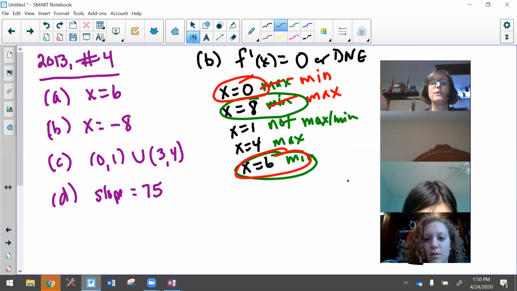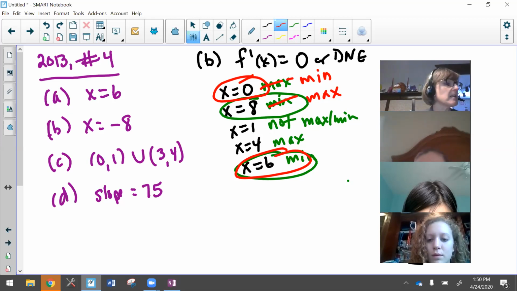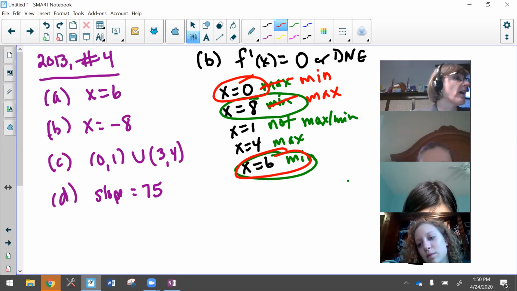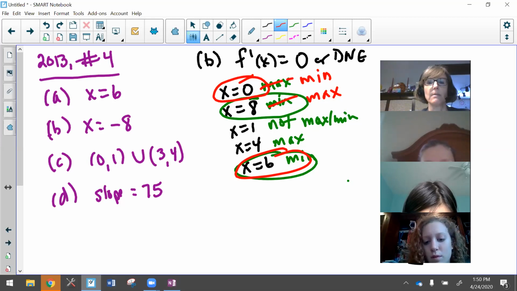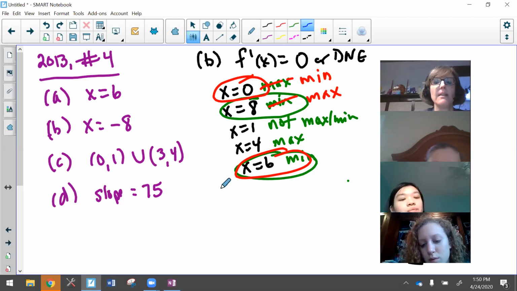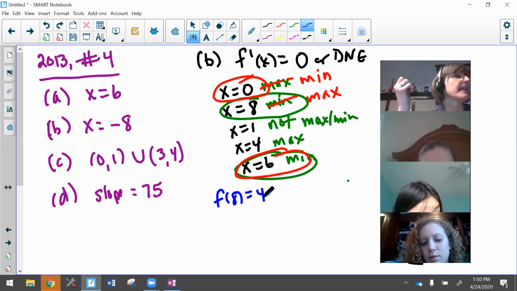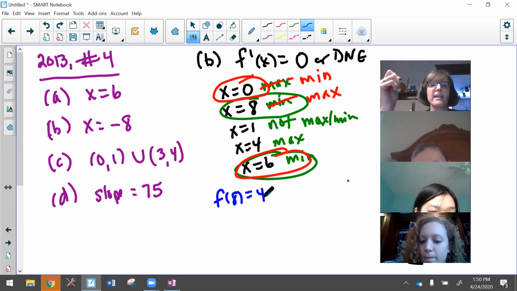Okay, so we know that the 2 points we're looking at are x equals 0 and x equals 6. And now we need to figure out what the actual values of the function are at those 2 places. Okay, so I happen to know, because they told me, that f of 8 is equal to 4. And the only information that I really have here is the area under the curve.